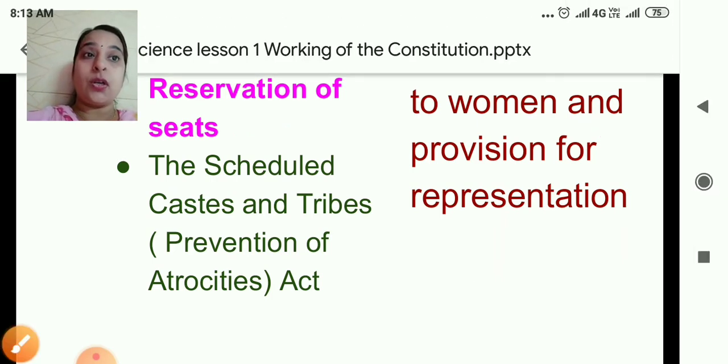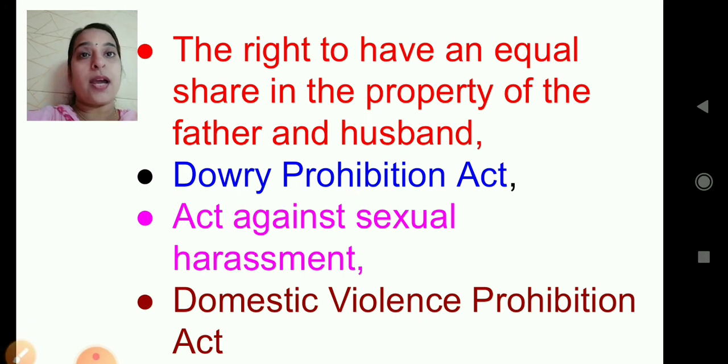Now let us see which were the laws for the women. The right to have an equal share in the property of father and husband, Dowry Prohibition Act, Act Against Sexual Harassment, Domestic Violence Prohibition Act. So these are the various laws relating to women and regarding provision. The 73rd and 74th Amendment, wherein 33% seats are reserved for women in local self-governing institutions, and this percentage has been raised to 50% in Maharashtra and many other states.